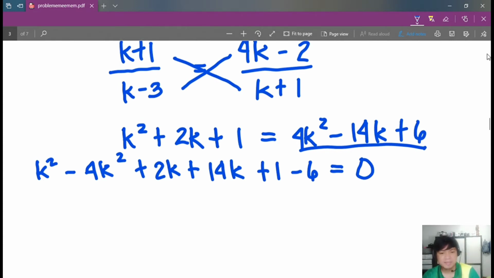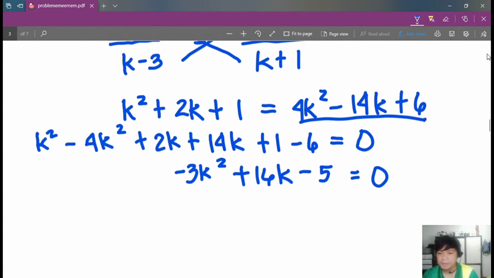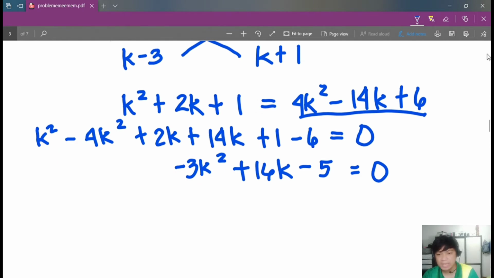Then, we will simplify. So, k squared minus 4k squared, that is negative 3k squared. 2k plus 14k, that's plus 16k. And 1 minus 6, that's negative 5 is equal to 0. So, malapit na. Okay. Mapansin nyo, we're going to find the roots, di ba? In quadratic equation, roots. Pero it is convenient na yung first term natin dito is positive. So, anong gagawin natin para maging positive siya? Pwede nating ilabas yung negative 1.